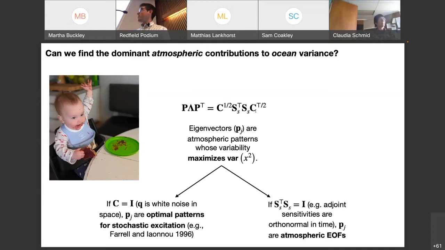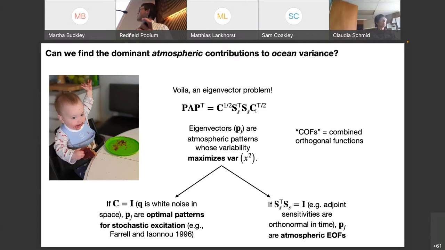And so there's a couple of nice limiting cases here. In the case where our fluxes are white noise in space, then we recover these so-called optimal patterns for stochastic excitation, which have been studied before. And then in the limit where the adjoint sensitivities do not impose any spatial structures themselves, then we just recover the atmospheric EOF.